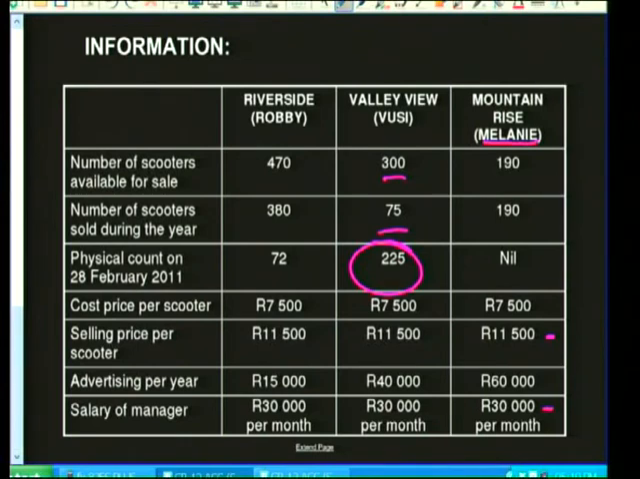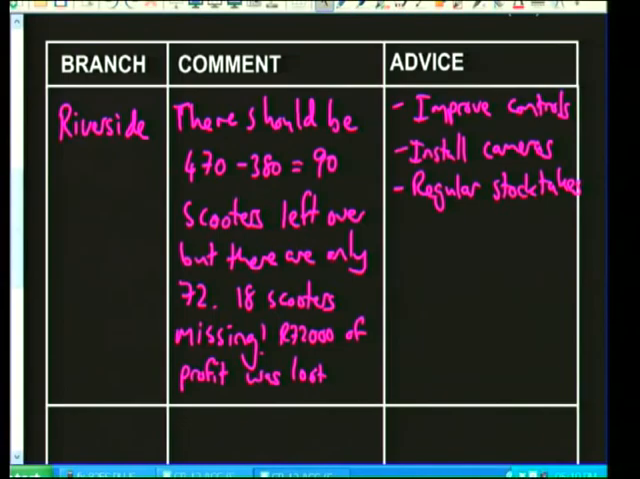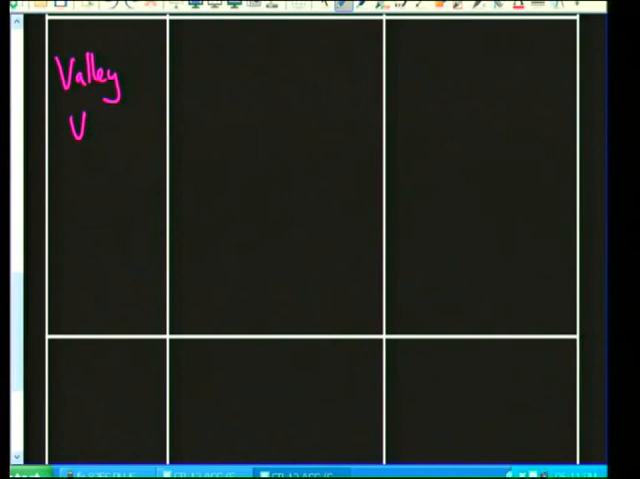Can you see that this business, or this branch of the business, is not selling enough scooters? They only sold 75. Compare that to Riverside, there they sold 380. Compare that to Mountain Rise, there they sold 190. And there are actually 225 scooters left over. This stock is not selling well. So what we could do here is we could write in our next answer, if we're looking at Valley View, we could say not enough scooters are being sold.